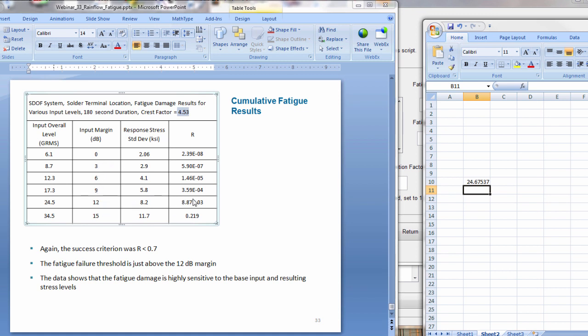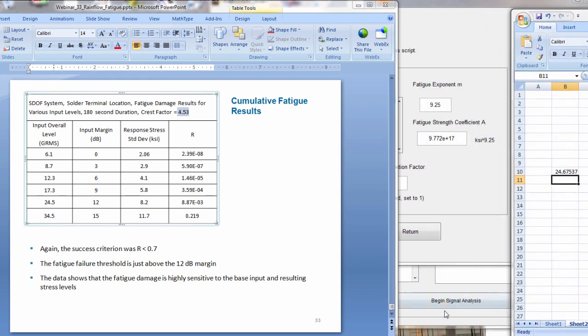And finally, when we get to a 15 dB margin, we can see that the damage is approaching 1 here. It says 0.219. So it looks like our part would not be able to survive much longer than 180 seconds with an input margin of 15 dB. So that kind of just teaches you some more things about fatigue.